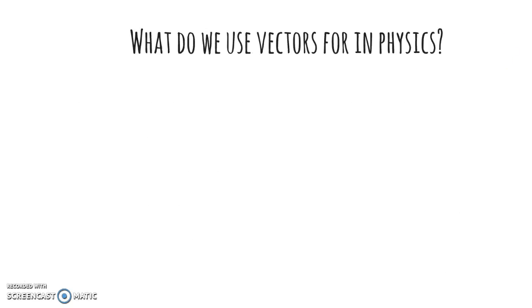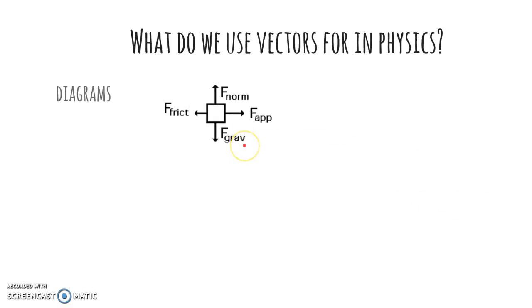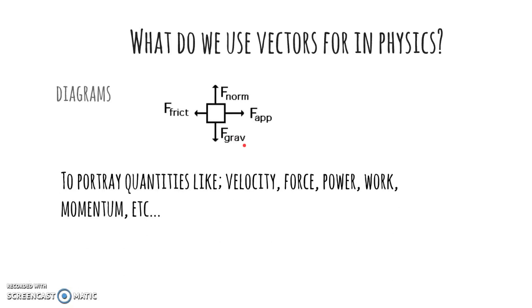So now what do we use vectors for in physics? Vectors typically are going to be used in diagrams. This one, for example, is a force diagram. As you can see here, we have the normal force being displayed by a vector, the applied force, the gravitational force, and the frictional force all on this object being displayed by vectors. This cleans it up, gives you uniformity, it makes it clean.